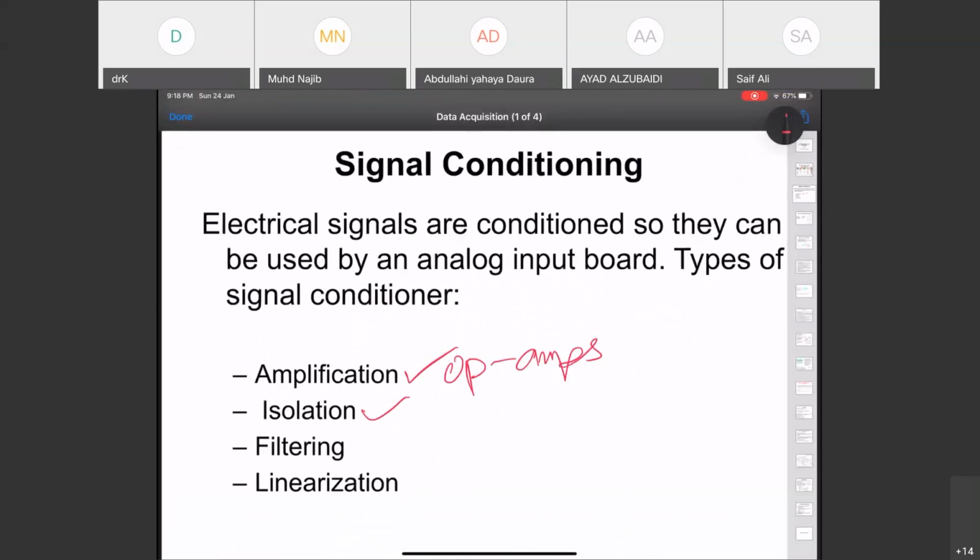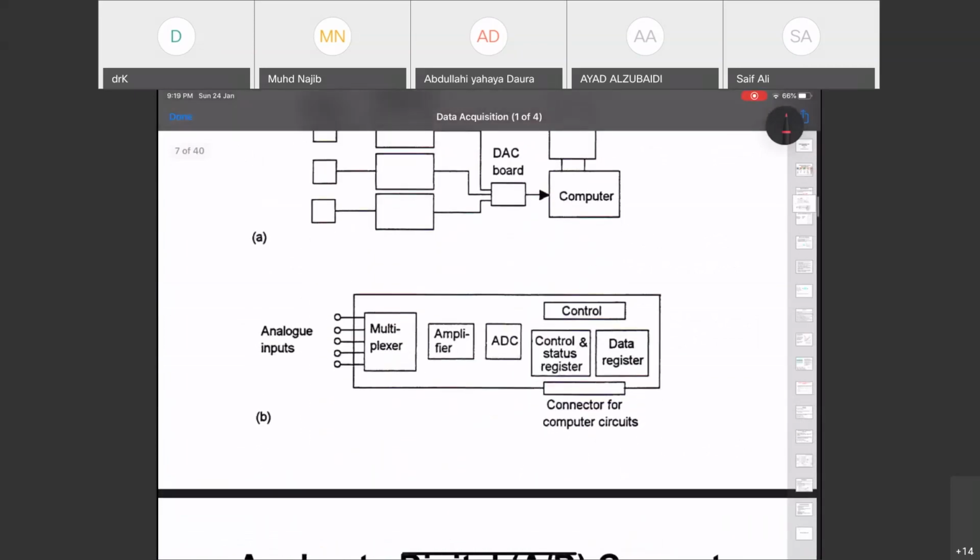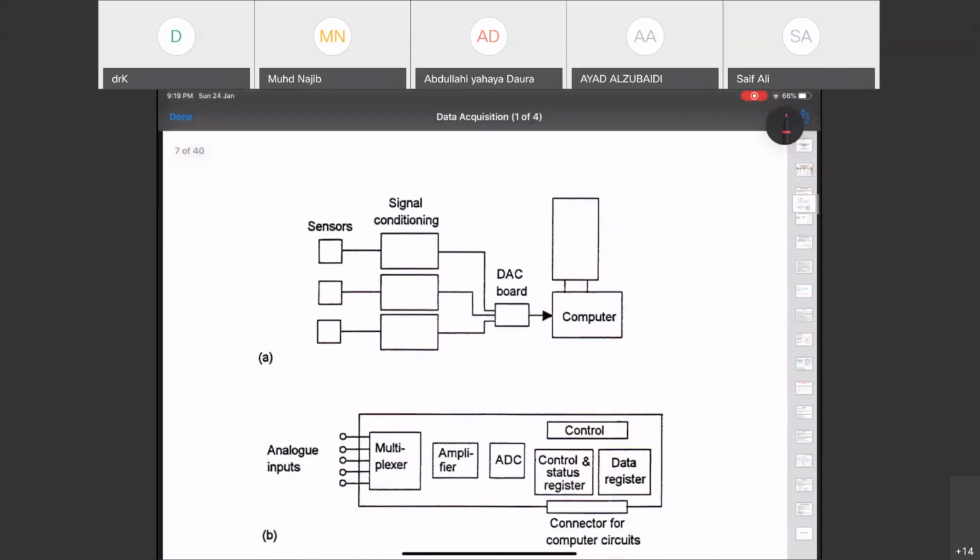You have a lot of matching circuits. You have filtering, you have the Wheatstone bridge, if you still remember. Okay. All right.